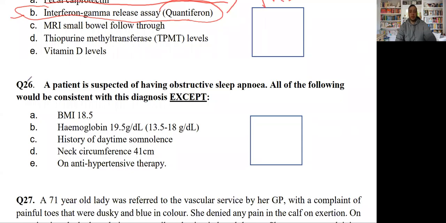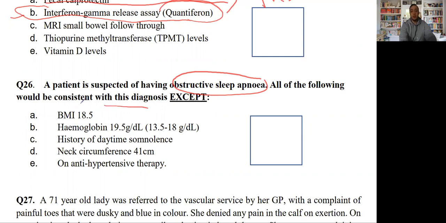So the next question, number 26. A patient is suspected of having obstructive sleep apnea. He's asking here about obstructive sleep apnea. This is in the field of respirology, respiratory medicine. All of the following would be consistent with this diagnosis except BMI of 18.5.